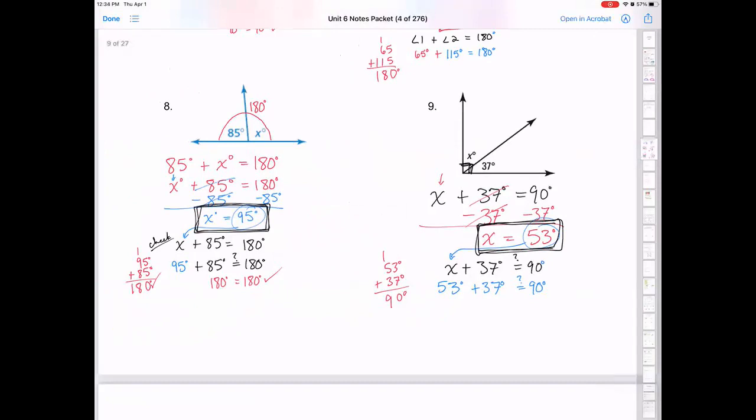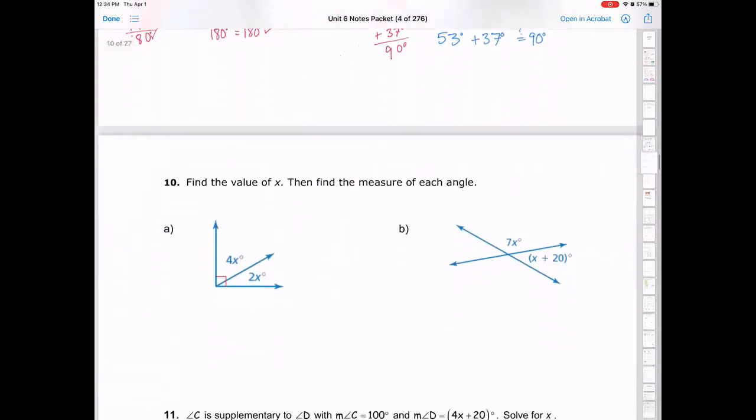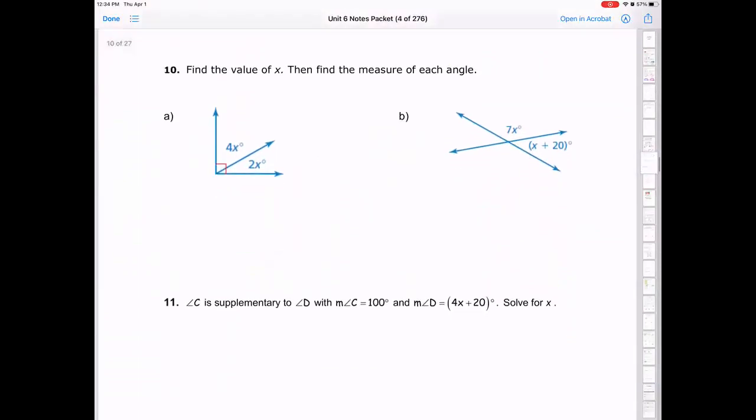All right, next up, we are looking at example 10. Now, this is where things get a little bit more complex, but the rules are still the same. Complementary and supplementary are still the exact same. This is really why I was hammering create those equations, because when you see problems like this, it's going to make it much, much easier, at least conceptually.